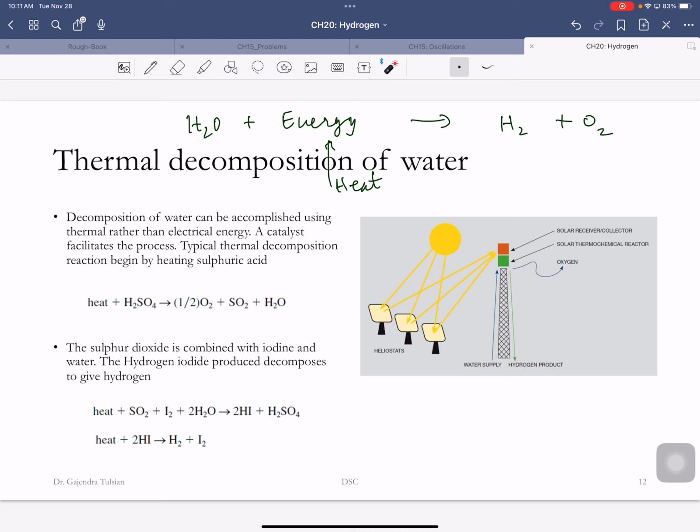All right, so here's another way to get heat. You focus sunlight and heat something. So here's a solar thermochemical reactor, and you can produce hydrogen. All right, so you took all this heat and you produced hydrogen.